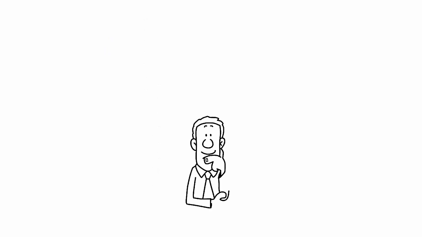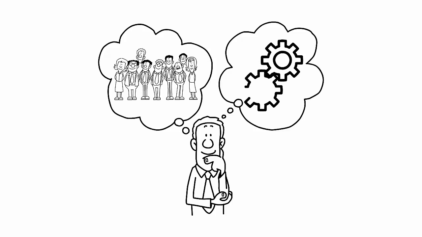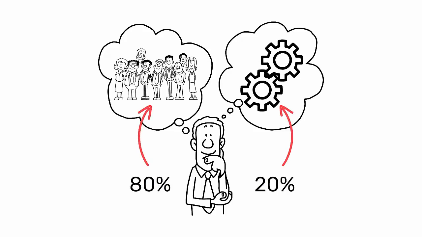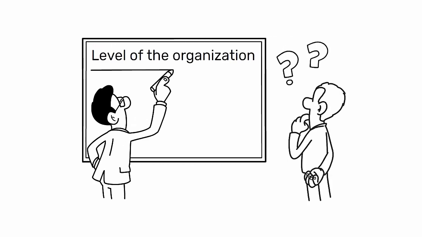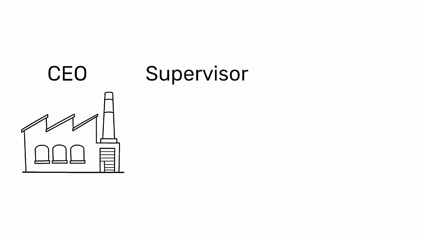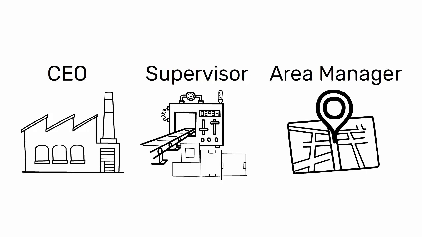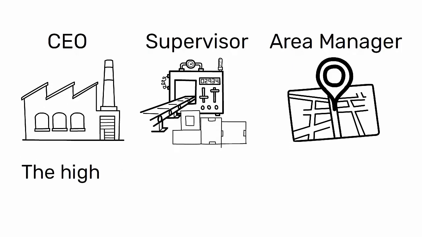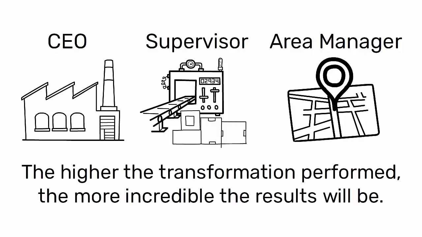Subsequently, it is necessary to evaluate how much to focus on people and cultural change, and how much on lean tools. My rule is 80% on people and 20% on lean tools. Finally, depending on the level of the organization you are responsible for, you need to decide which part to work on. CEO, whole company; supervisor, the production line; area manager, your area. Clearly, the higher the transformation performed, the more incredible the results will be.